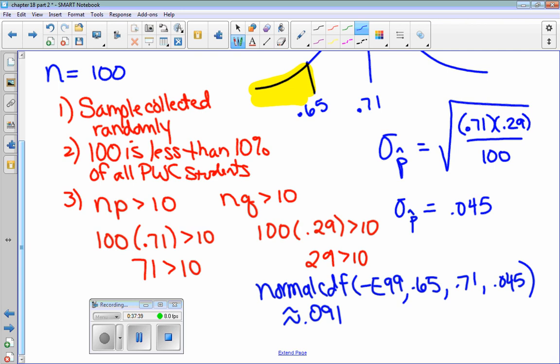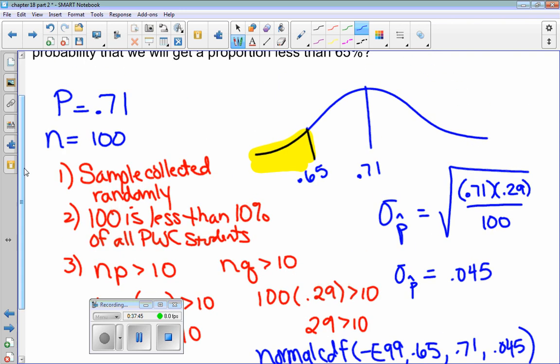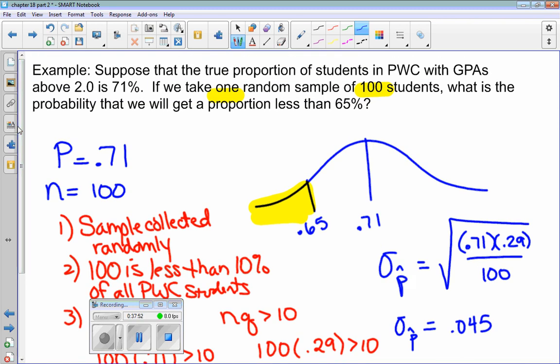So let's think about this. Does that probability make sense that it's small? Well, if you look at the picture, it should be less than 50, right? And in context here, if we take a sample of 100, how likely is it that our proportion will be that much less than the average? Not very likely. Okay, good.